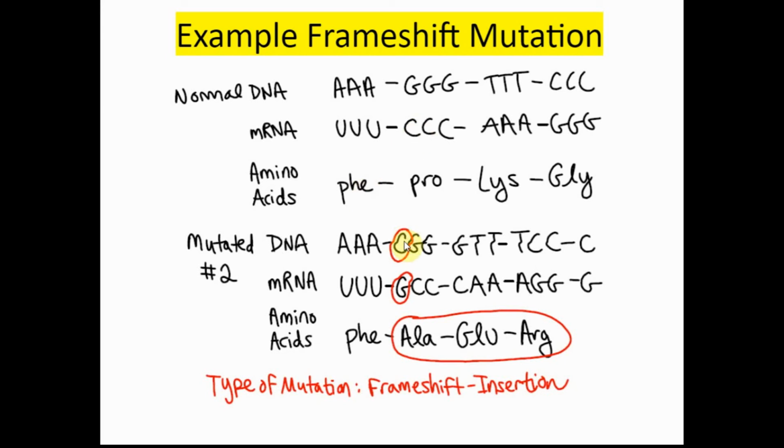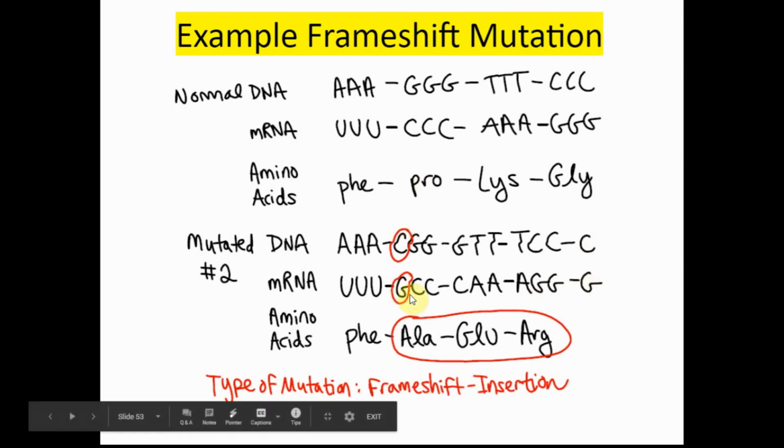But let's say we added in a cytosine base before this sequence of 3 guanines. Notice how it changes every single DNA triplet and every mRNA codon after that mutation. And we end up with an extra base just kind of hanging off the end that won't code for an amino acid. So notice after our mutation, all of our amino acids are now different.